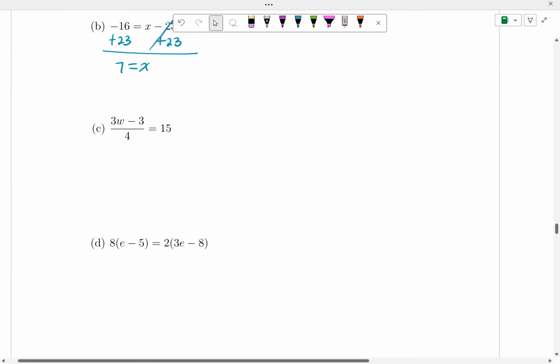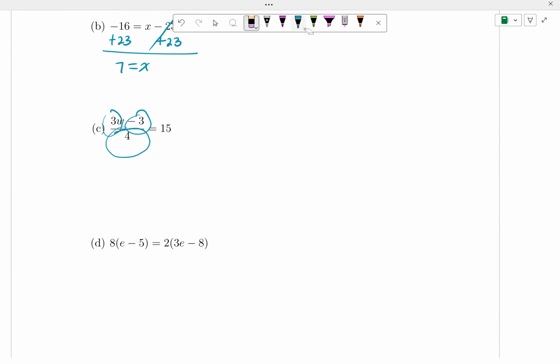The next one, we need to solve for w. W is trapped by several things. There's this 4 that's trapping it. There's this negative 3, and then there's this 3. So we need to move everything away from it. So eventually we'll have W equals some value. So that's the goal. So how do you achieve this goal?